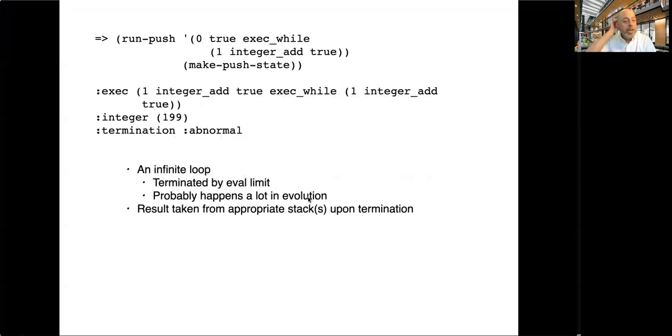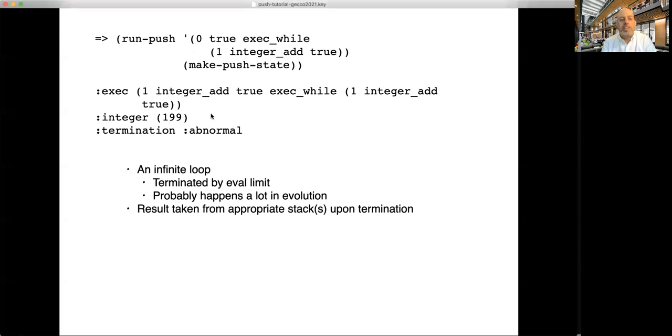Okay. Here we have an infinite loop that is terminated by the evaluation limit. So we're putting 0 on the integer stack and true on the Boolean stack, and then we're doing a while loop. The while loop, exec while, the body of it is 1 integer add and then true. And the true is at the end of every loop, it's pushing a true. So the while, when it goes back to the while, it's always going to have a true on top of the exec stack. Again, there's no separate while control structure. It's just an exec instruction that looks at the values on the stacks.